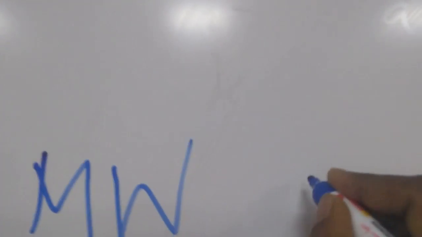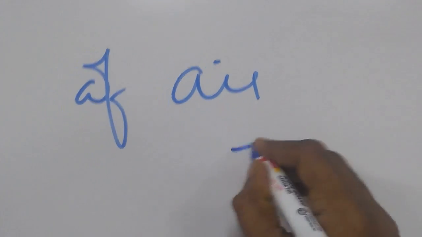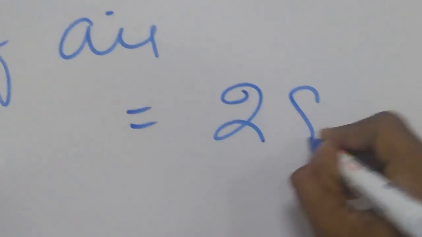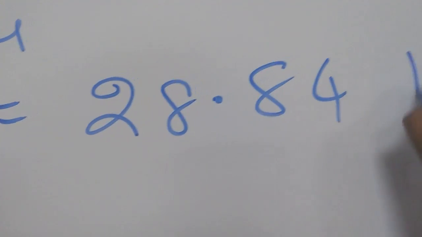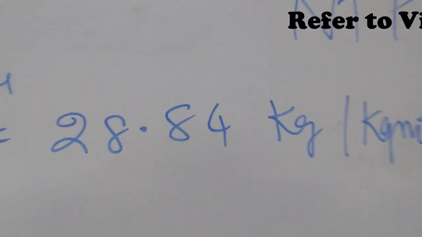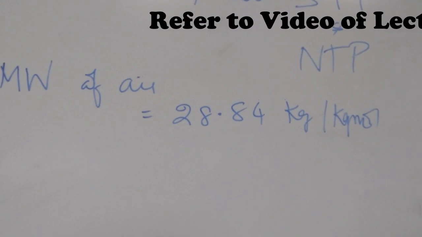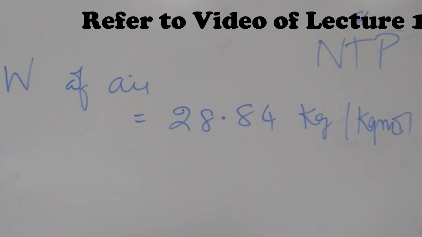Okay. So what is the average molecular weight? Molecular weight of air is equal to 28.84 kg per kg mole. So this is what we have determined earlier. Average molecular weight of air is 28.84 kg per kg mole.